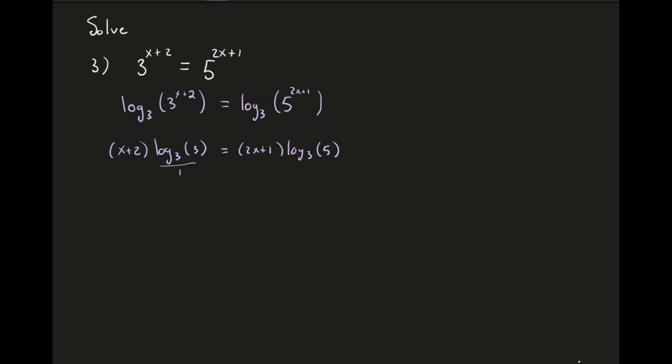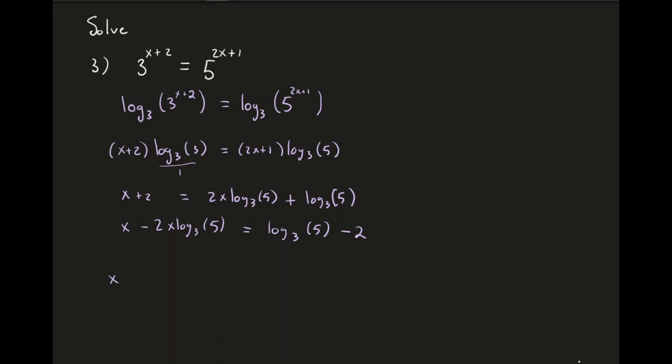Now our goal is to get all the x's on one side and all of the things without an x on the other. So in this case, we get x plus 2 is equal to 2x log base 3 of 5 plus log base 3 of 5, distributing that in. Then we get x minus 2x log base 3 of 5 is equal to log base 3 of 5 minus 2.